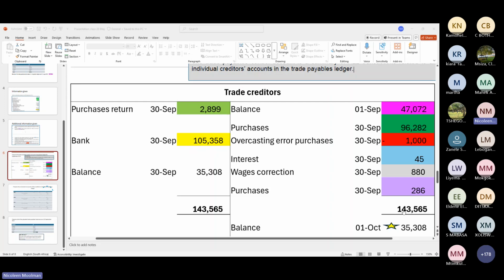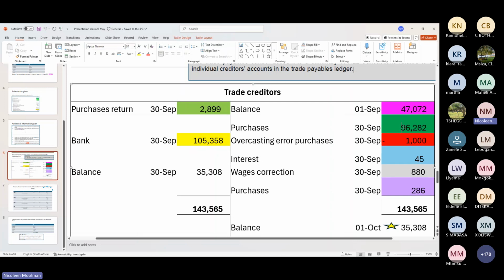Sorry to take you back. Can you explain why the 1,000 rand is on the credit side? Like I said earlier, and you can also listen to it in the recording, in the information provided they just said the total for the purchases was incorrectly costed. It should never have been 96282.